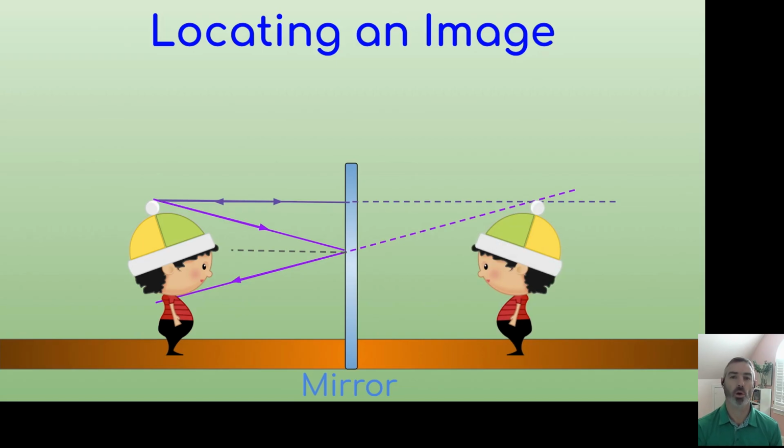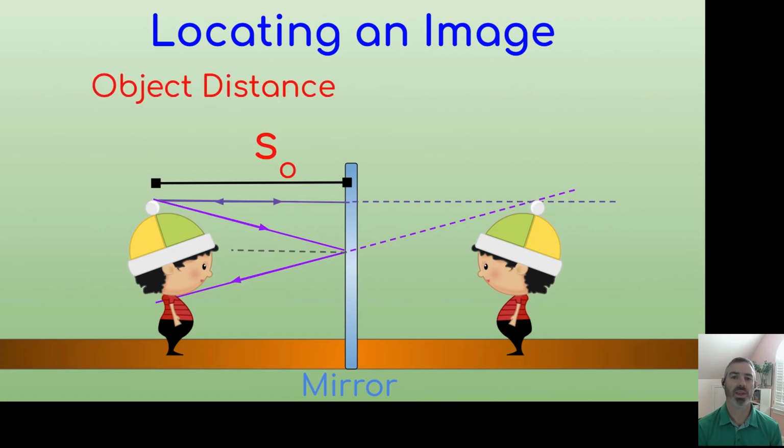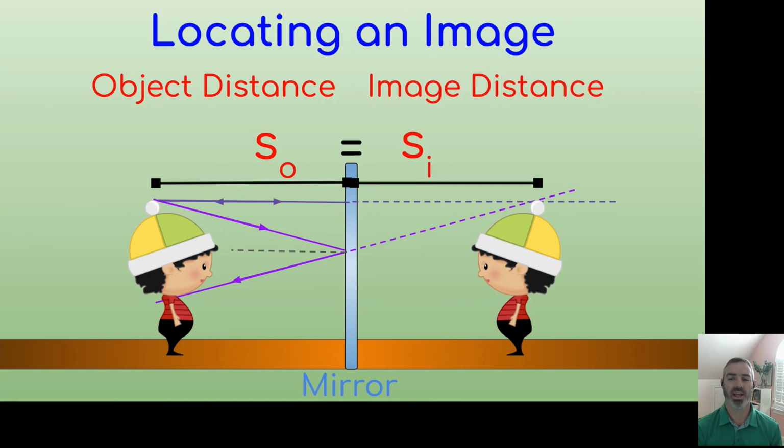So we could repeat this process over and over again for different parts of the person, and we would find that the rays of light would all intersect at the exact location of our image that we can see in the mirror. Now the distance that the person is standing in front of the mirror is known as the object distance, which is denoted with a lowercase s and a subscript of O. Now the object standing in front of the mirror also has a reflection, and that reflection's distance from the mirror is called the image distance, which is denoted with a lowercase s and a subscript of I. And the object distance is equal to the image distance for what's known as a plane mirror, so a mirror that doesn't have any curvature to it.